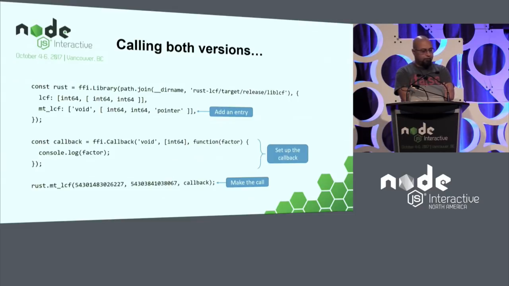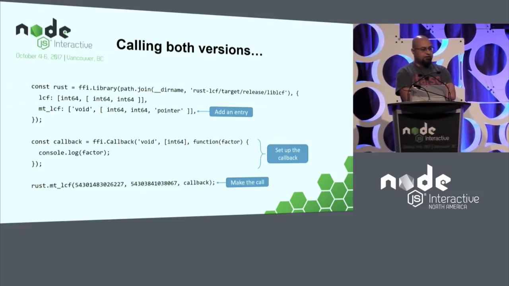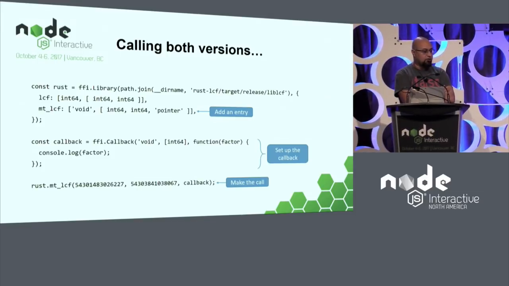The callback we write, we have to tell the FFI that we have a callback. We have to provide that callback in the FFI wrapper, and then we can just call it exactly like we would a normal JavaScript method that takes a callback.